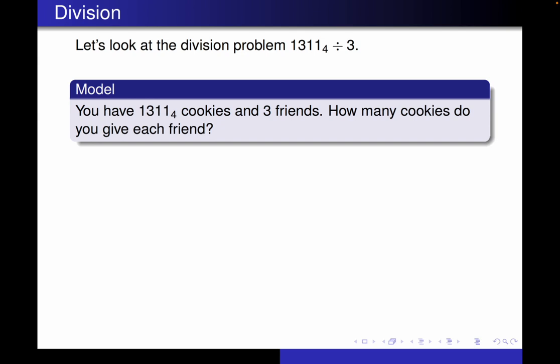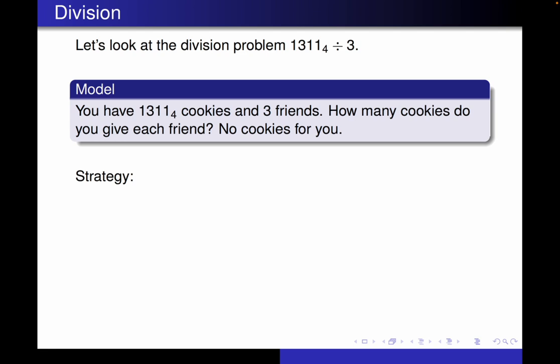So I want to keep track of 2 things. I want to keep track of how many cookies I've dealt out, so I know when I get to 1311, and I want to keep track of how many cookies each of my friends have, but I don't want to deal them out 1 cookie at a time. Oh yeah, by the way, no cookies for you, just your friends.